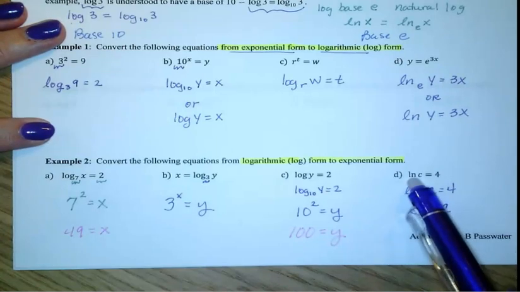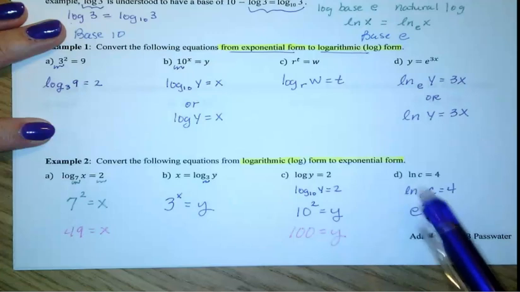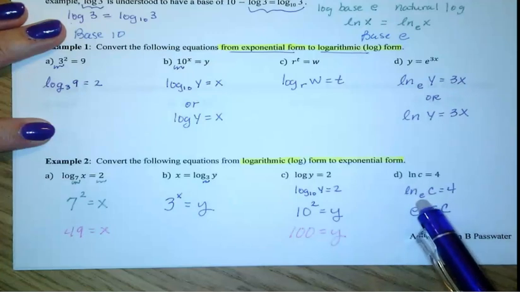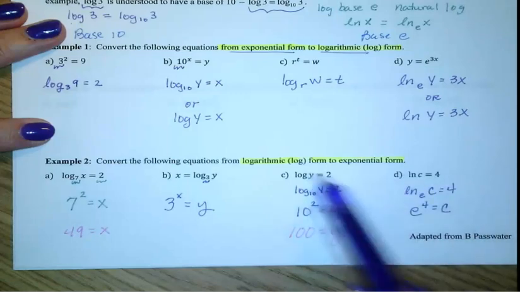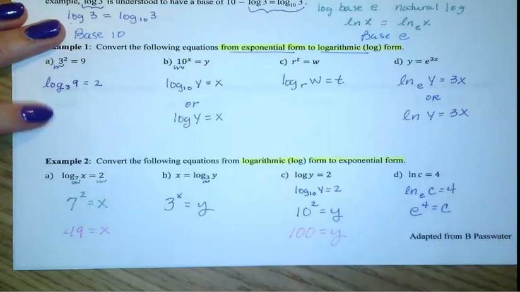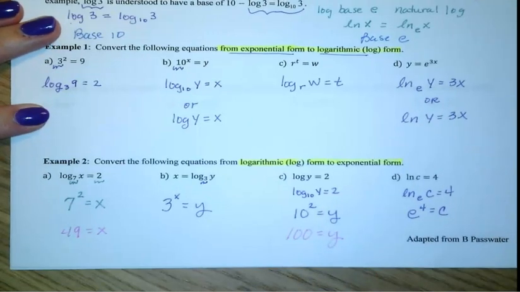So over here, there's no subscript visible for you. So we should know that that's base e because that's ln. So now we can rewrite it, e to the 4th equals c. These statements right here are not necessary. It's just wanting to make sure as you're going through these notes today that you're understanding where everything's coming from so that you have no problems.